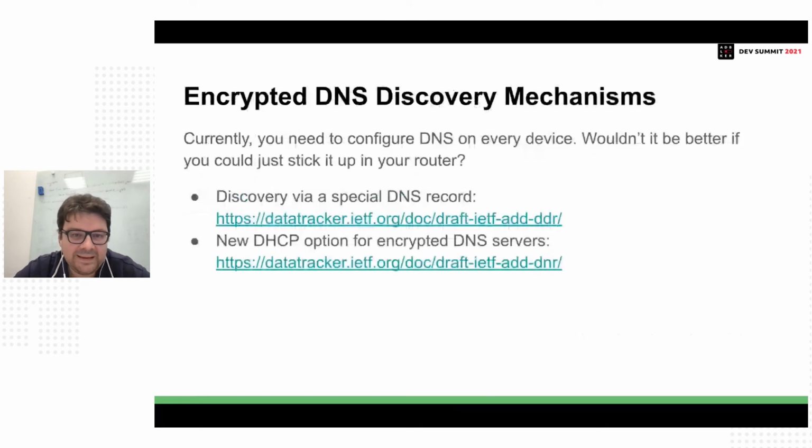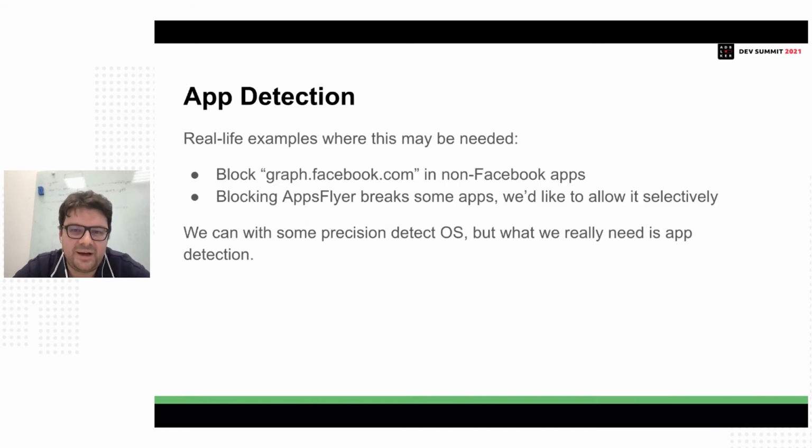Second, DNS discovery. I see that I have not a lot of time, so I will try to be faster. So now, DNS discovery is important so that you could set your encrypted DNS up on the router and be happy with it.